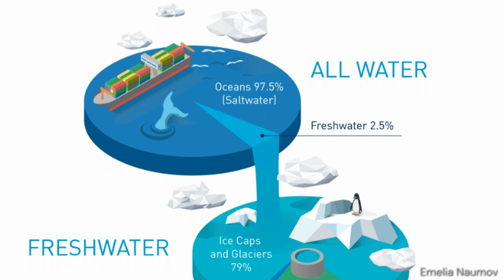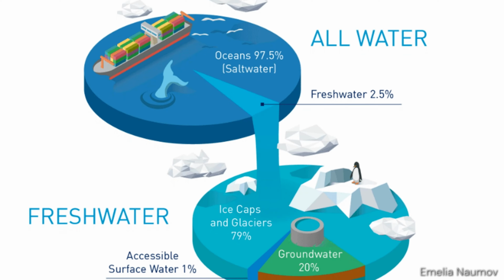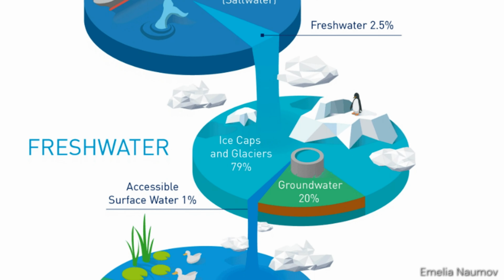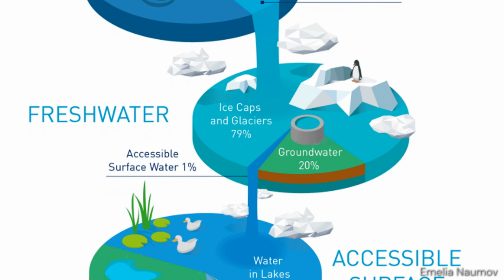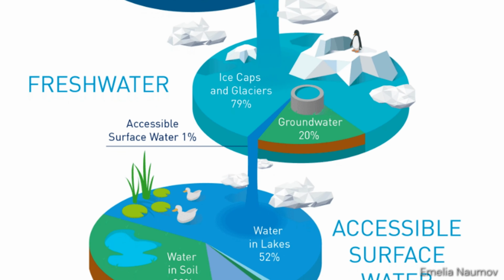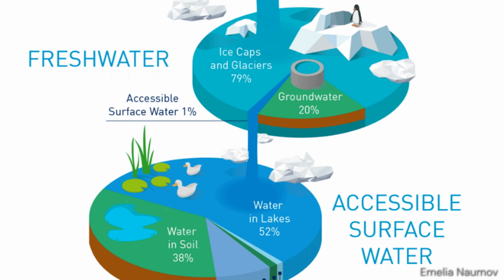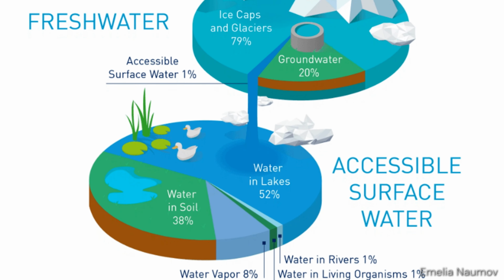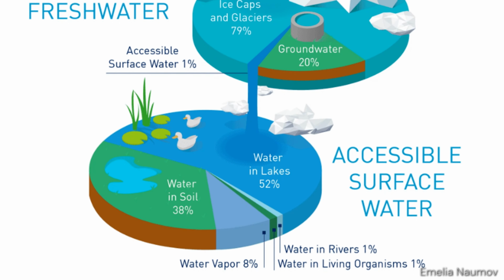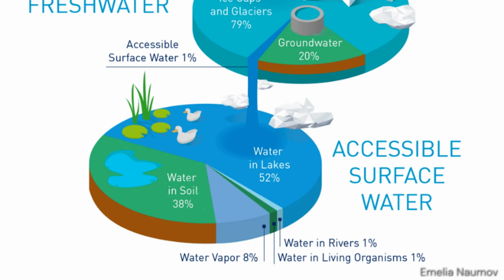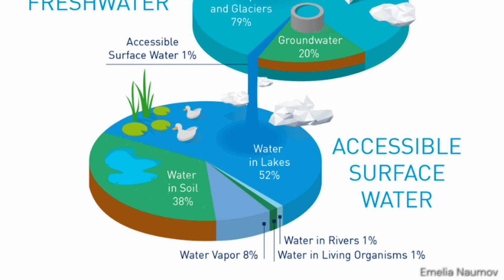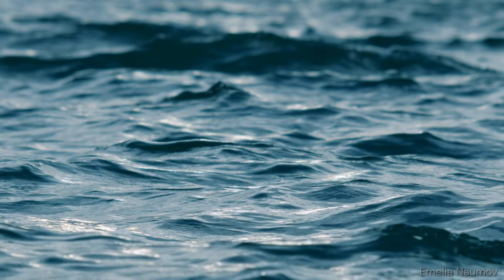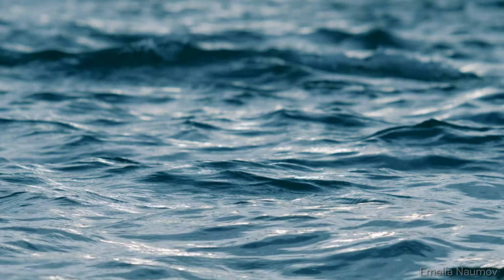The oceans are the largest reservoirs, containing 97.5% of Earth's water, so that only leaves 2.5% for fresh water. If we break down that fresh water, 79% is frozen on ice caps and glaciers, and 20% is stored underground. So that leaves only 1% for surface water, which is mainly stored in lakes and soils, followed by water vapor, living organisms, and rivers.